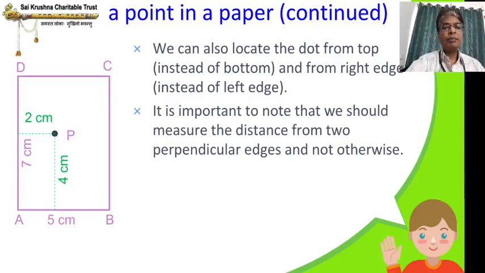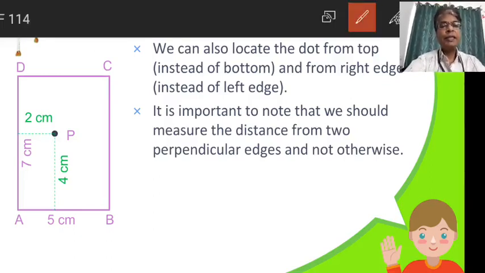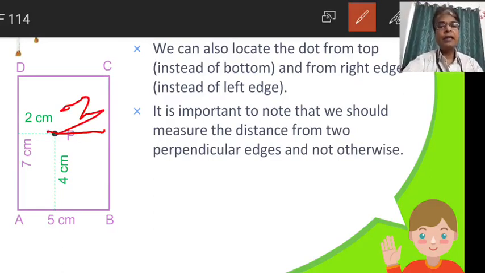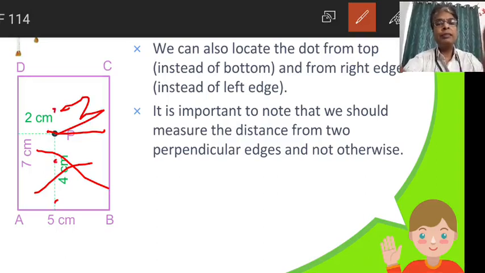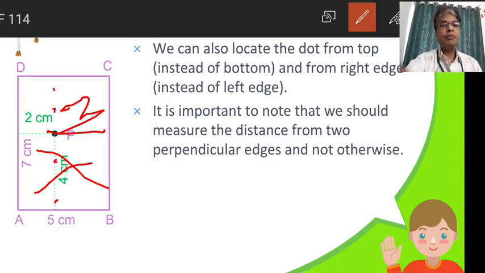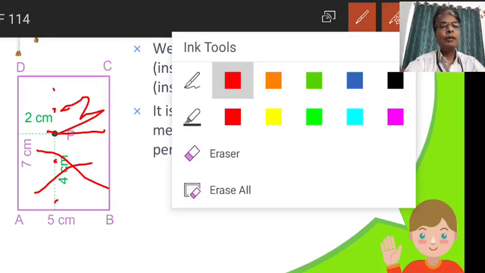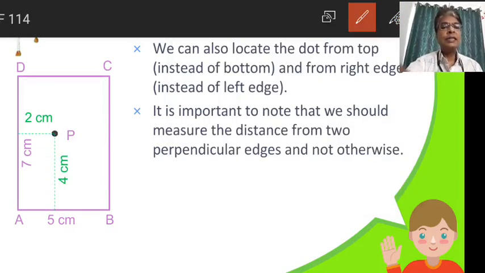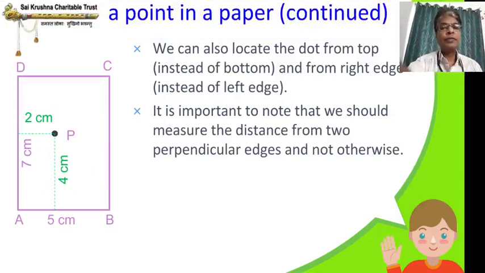For example, if I say this is 3 centimeter from the right side, and suppose this is not there, let us take this out. What happens? 2 centimeter from left, 3 centimeter from right. So it can be here, it can be here, it can be here again. The same problem will come. So it has to be always the distance from two perpendicular edges and not otherwise. So this is very important in locating any point.